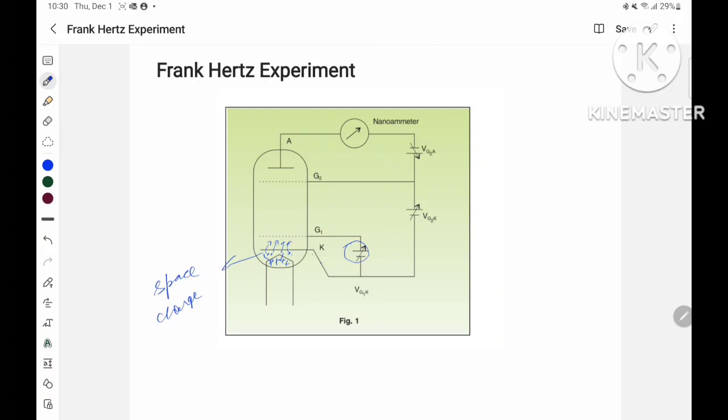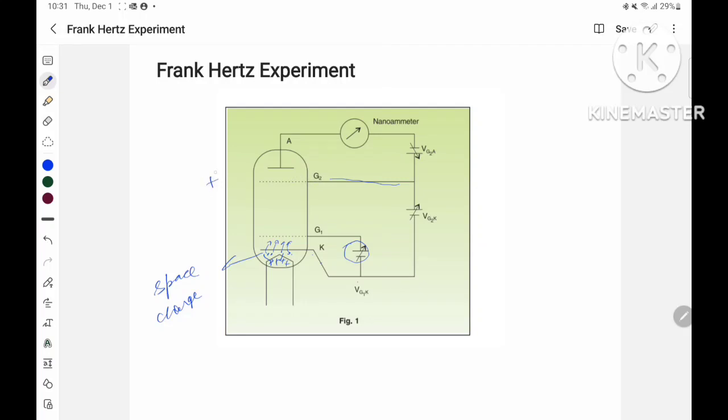Now we want these electrons to travel from grid 1 to grid 2 all the way up to the anode, so that the flow of electrons can be collected as current. To achieve that, there is another grid G2 here, and with respect to the cathode, this G2 has a positive potential.